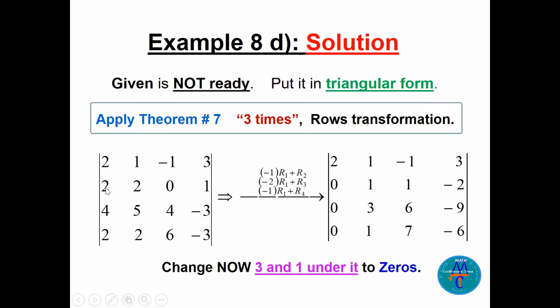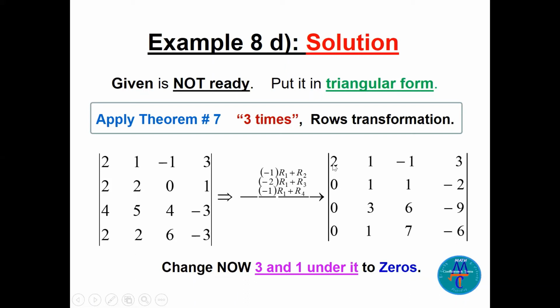So I multiply -1 because the opposite of 2 is -2. Then I multiply with -2 to change this 4 to 0. Then I multiply with -1 to change this number. One time here I can use 3 steps in one. So 2, 1, -1, 3. Row 1 will stay. This will be changed into 0, 1, 1, -2 because I multiplied -1 times all row 1, then I will add to row 2 here. You can do that. -2 times all row 1, I will add to row 3. You get 0, 3, 6, -9. -1 times row 1. You can do it yourself easily. Multiply and then add to row 3. You get 0, 1, 7, -6.